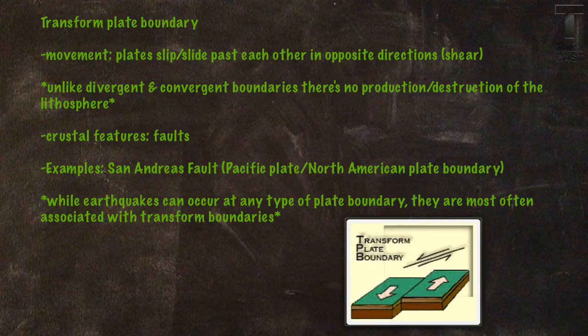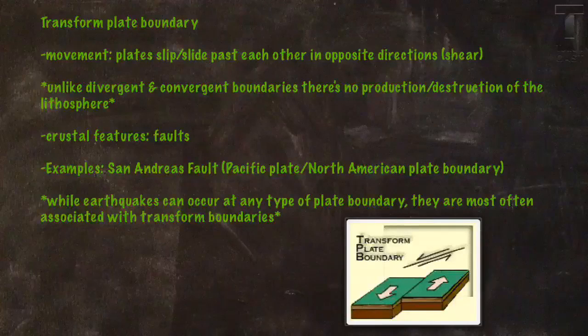The third type of boundary is called a transform plate boundary. Make sure you get the diagram drawn at the bottom so you have a visual representation of the motion, which is that plates slip and slide past each other in opposite directions. The term we use for this is shear. The crustal feature created at transform plate boundaries is faults. Unlike divergent and convergent boundaries, there's no production or destruction of the lithosphere.